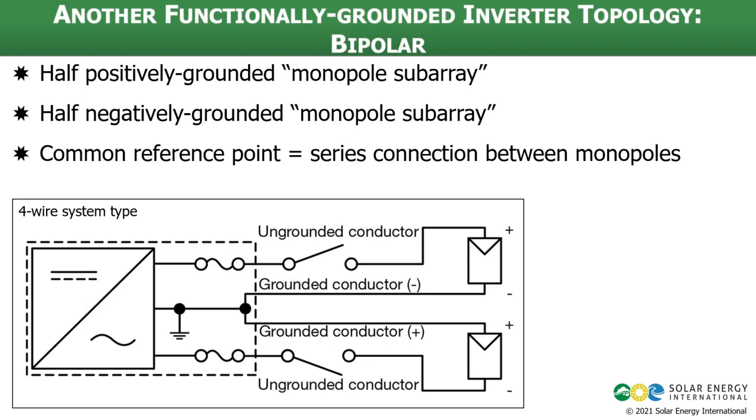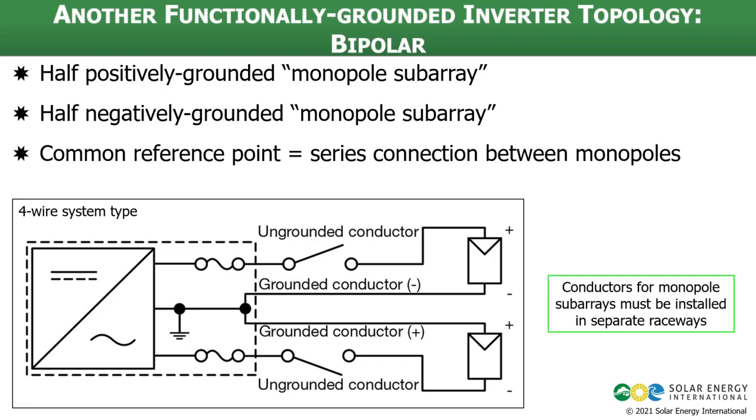So one thing to note with this type of a system, each monopole circuit has to be physically separated from the other, and they are required to be located in separate raceways, and that's an NEC requirement. So that's just one thing to note for this type of a system. That's important in terms of requirements.